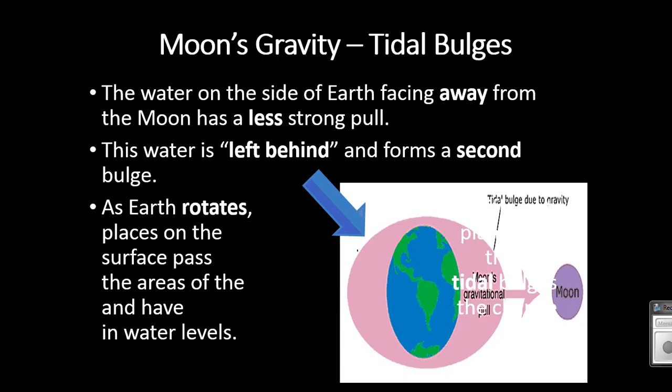So on the side where we have the moon, we're going to have a greater pull, and that's where we're going to have that bulge. But as we rotate around, it's going to cause the water to move as well. So we're going to have a couple of different ways where the water can be. We can have high tides, we can have low high tides, we can have high low tides, and low tides.